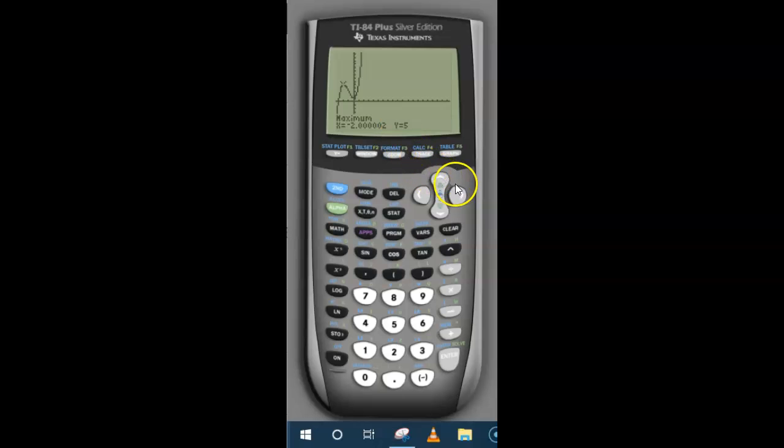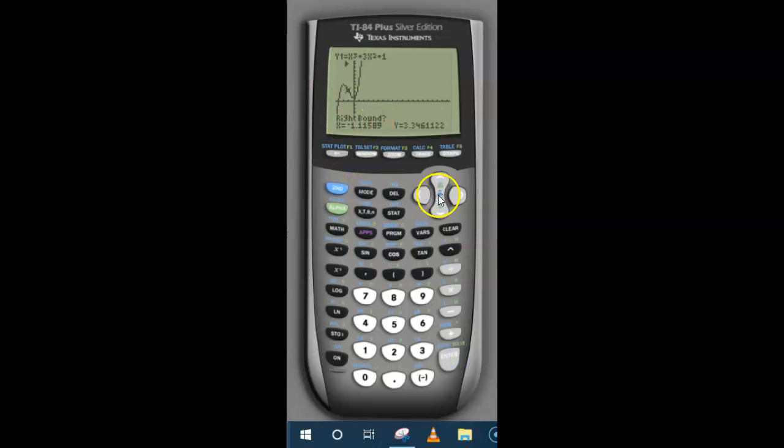Now I'll go through the same steps to find my minimum, okay? So I'll hit second, calculate, and I'm going to go down now. Instead of maximum, I just go to minimum. And it does the same thing. It takes me back to the graph, and it's saying left bound. So I just scroll my cursor to the left side of the minimum value, and I press enter.